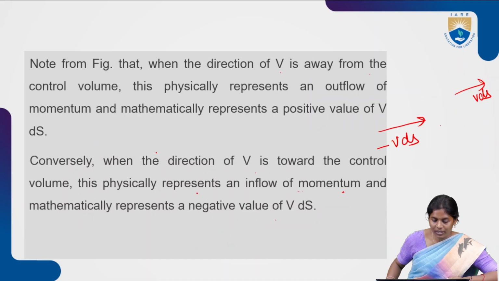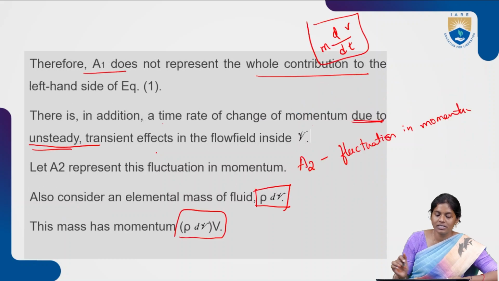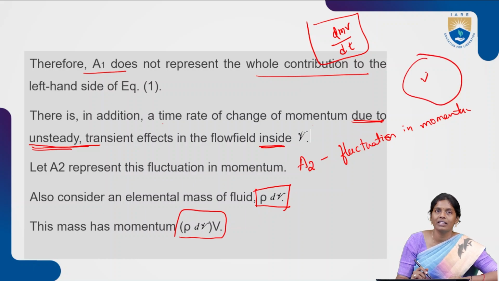So next, what are we stating? This term along with the previous one will not give the whole contribution for the rate of change of momentum, that is m dV/dt. In addition, we have the effect of unsteadiness or transient effects in the flow inside the volume. Here we are considering that if there is any unsteadiness or transient effects inside the control volume, we have to take that into consideration as well.